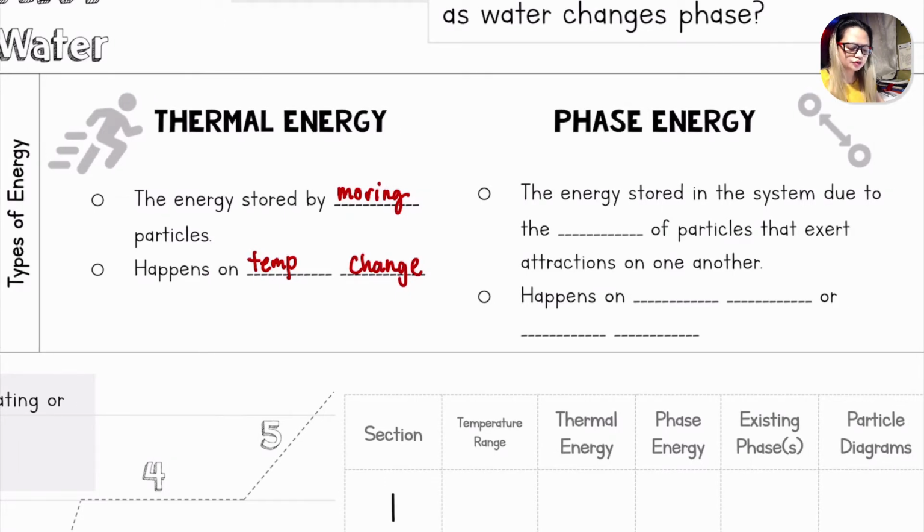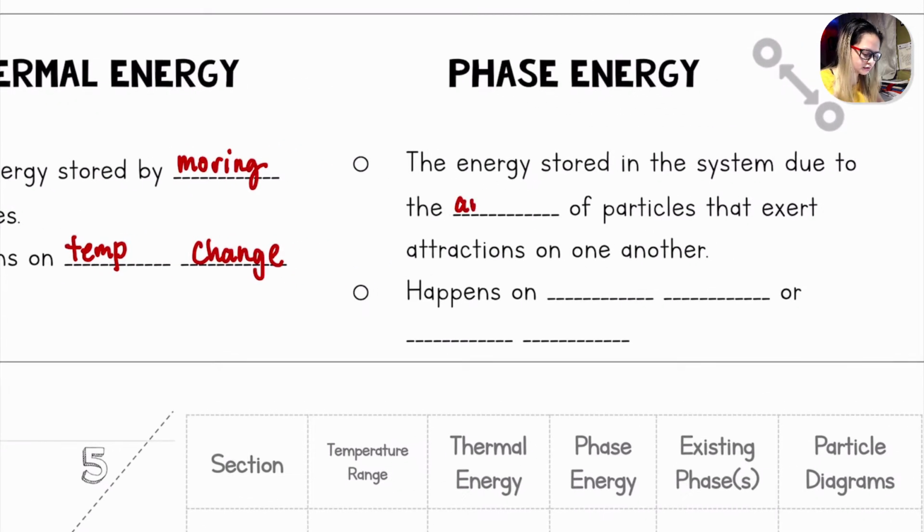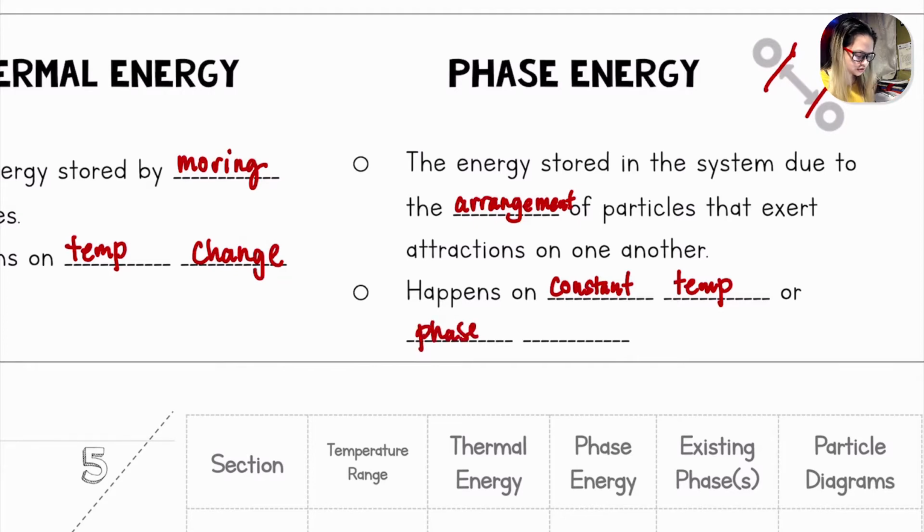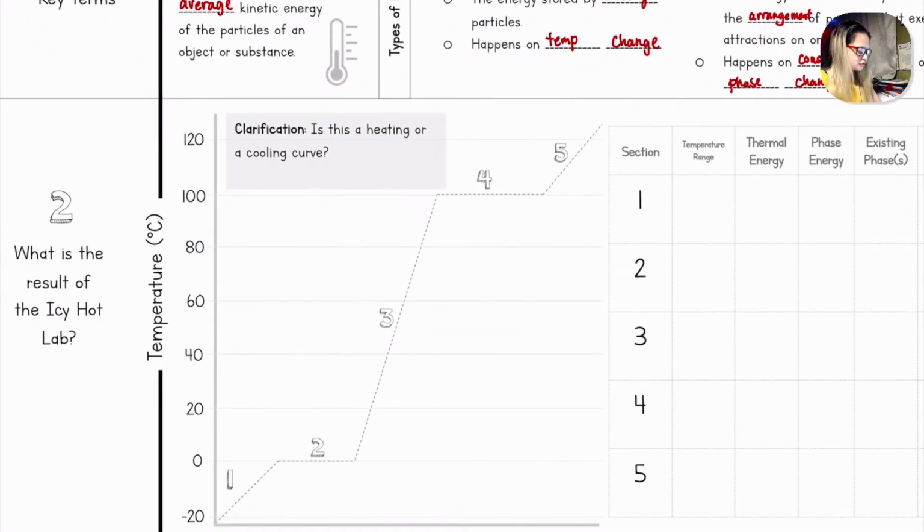There's also another new concept, and that is something called phase energy. That is the energy stored in the system due to the arrangement of the particles. So the way the particles are arranged spatially, there's going to be a difference in distance between the particles, and that usually happens during constant temperature. If your temperature is constant, those times are called phase change sections in your graph.